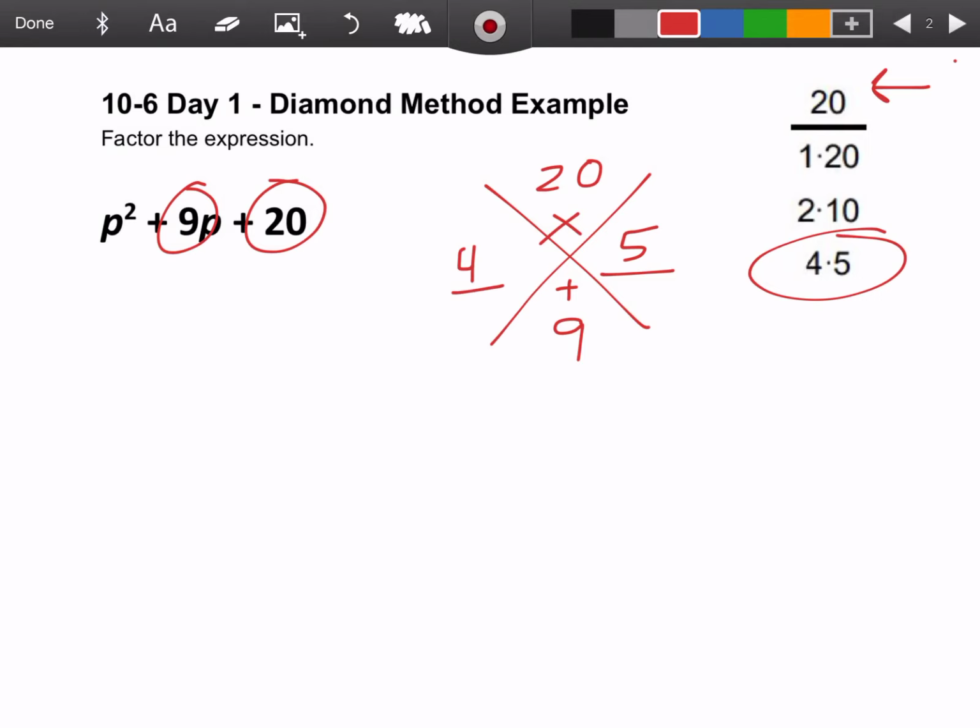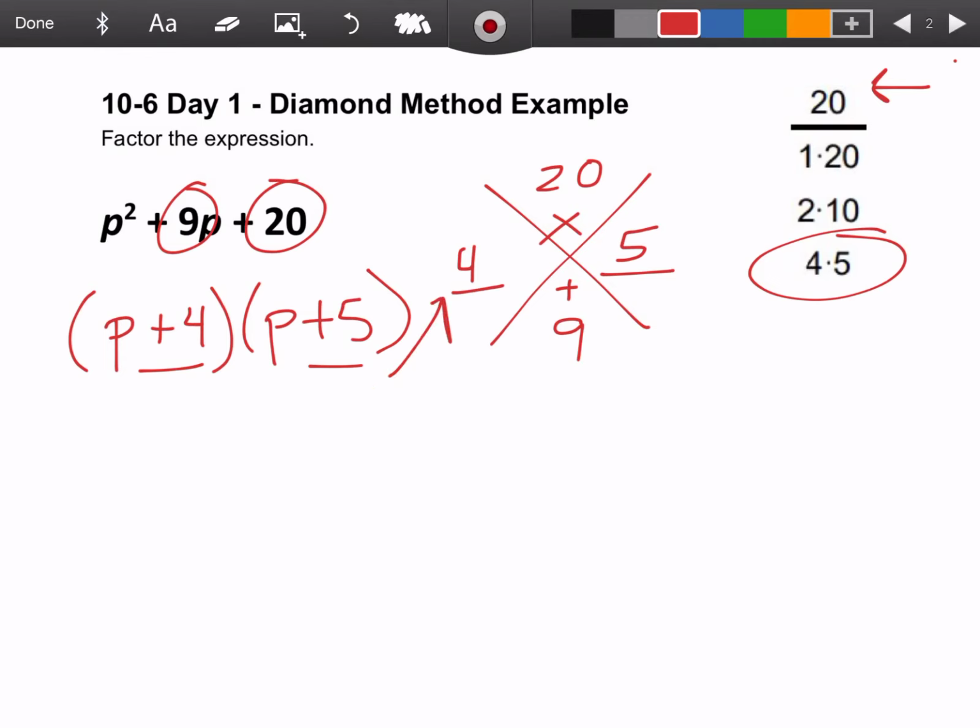4 times 5 gives us 20. 4 plus 5 gives us 9. So we'd be able to split this up into p plus 4 and p plus 5. And it's plus 4 and plus 5 because these are the two positive numbers that we are talking about. So this is a positive 4 and that's a positive 5.